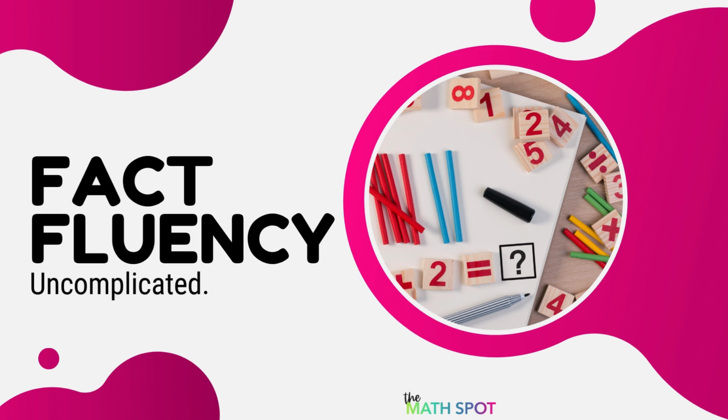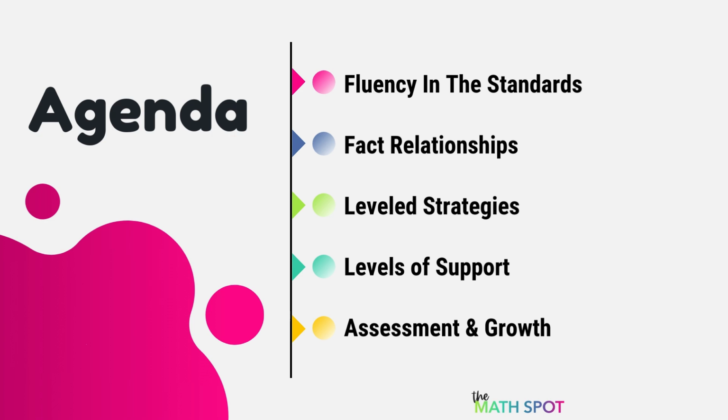I'm Susan with the Math Spot, and we're here to talk about how your students acquire and memorize their math facts. So today we'll start with fluency and the standards. If we look at the Common Core standards, it shows us which facts our students need to learn from memory and which facts students need to be able to solve fluently at a variety of grade levels. We'll then jump into the three levels or three layers of fact fluency instruction. We'll talk about fact relationships, leveled strategies, and levels of support. Finally, we'll talk about assessment and the next steps you'll take with your students.